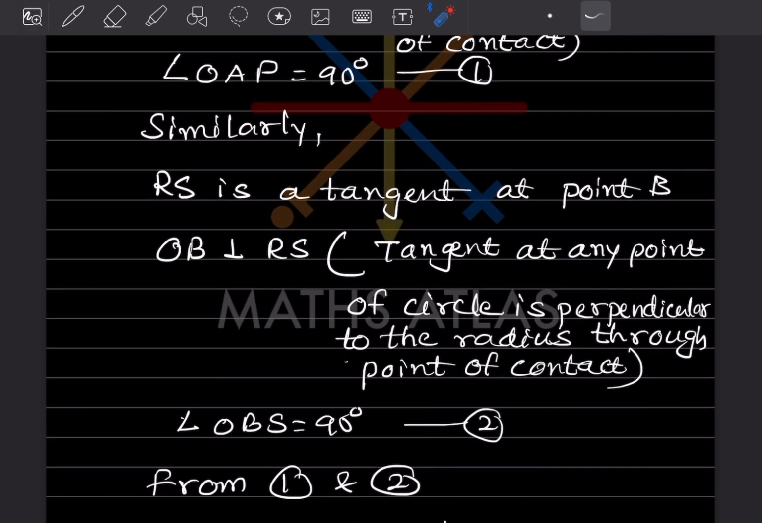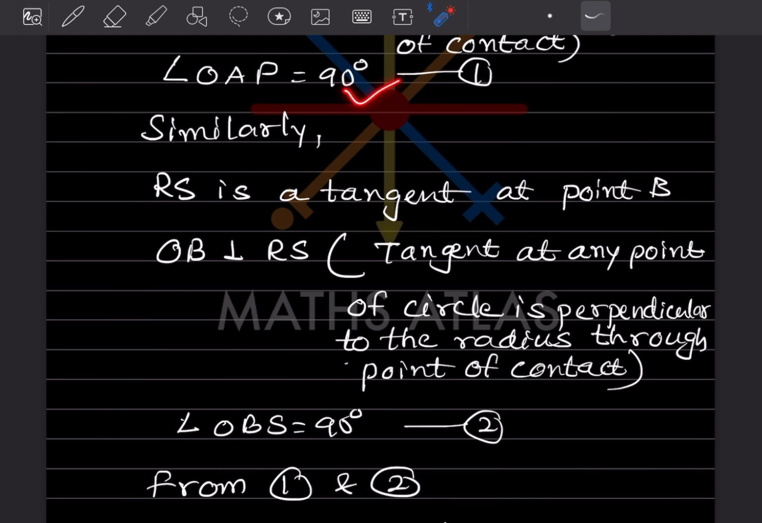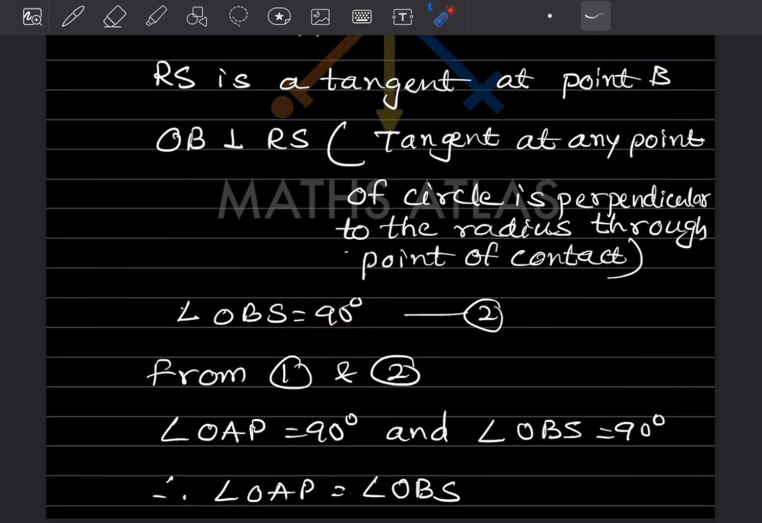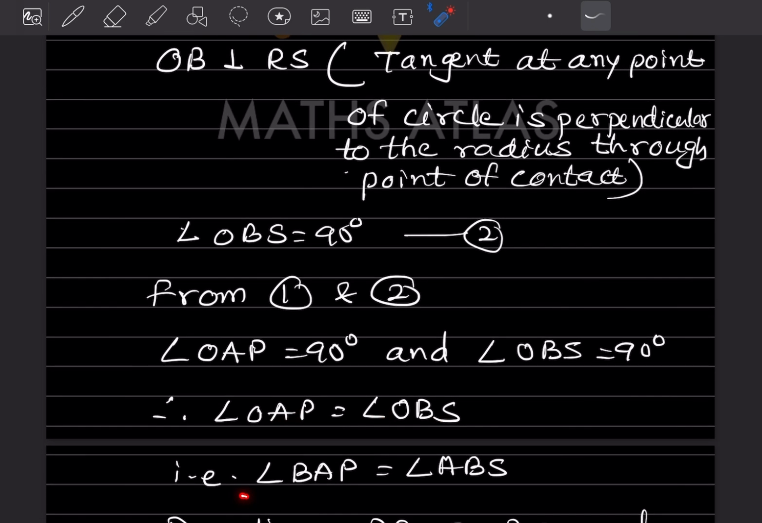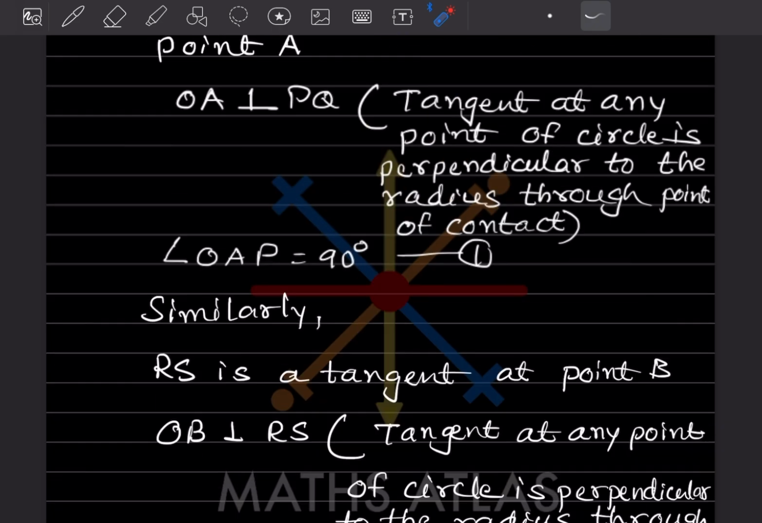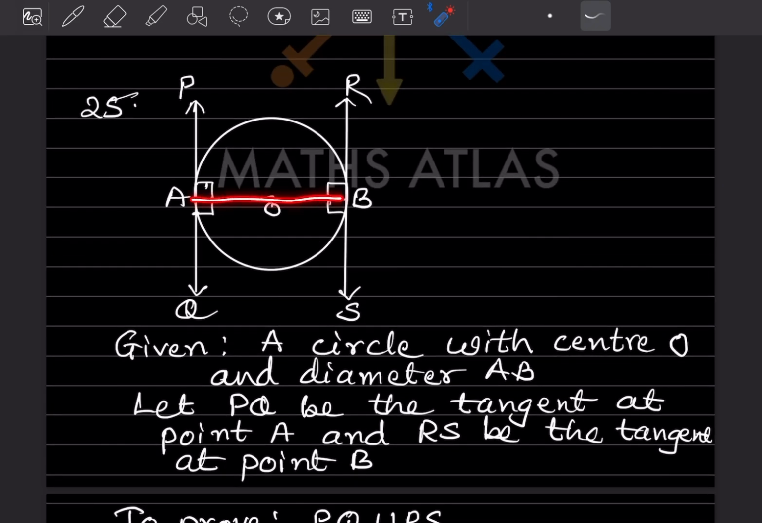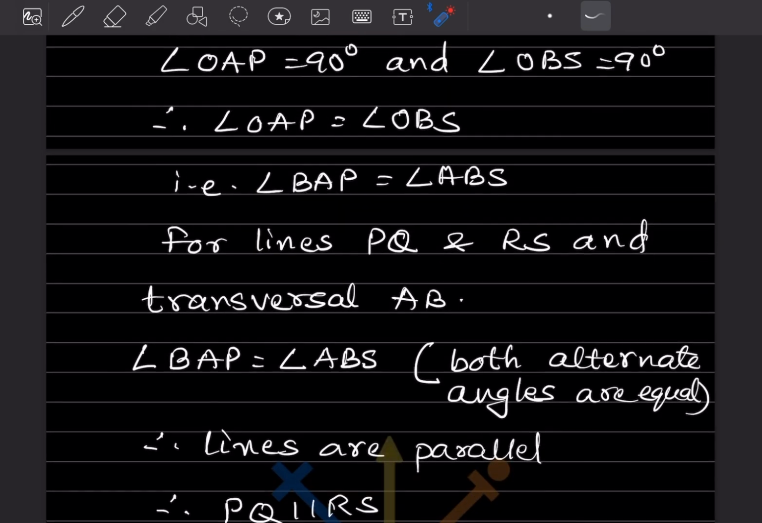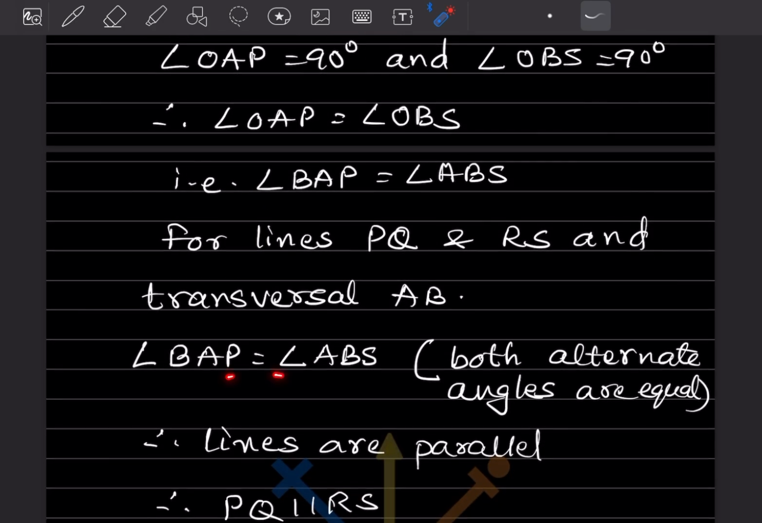Now from 1 and 2, we can say that angle OAP is equal to 90 and angle OBS is equal to 90 degrees. Therefore angle OAP is equal to angle OBS, that is angle BAP is equal to angle ABS. For lines PQ and RS and transversal AB, this is the transversal, angle BAP is equal to angle ABS, and both are alternate angles which are equal. So we can say the lines are parallel, therefore PQ is parallel to RS.